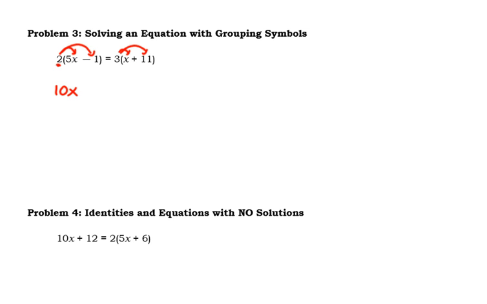2 times 5x is 10x. 2 times 1 is 2. Equals 3 times x is 3x. 3 times 11 is 33. Now, if I were asked to justify my steps, I would actually say that I used my distributive property. It's not a property of equality, but it is a property that I use to help me get to the answer. Notice this just becomes a problem with variables on both sides.